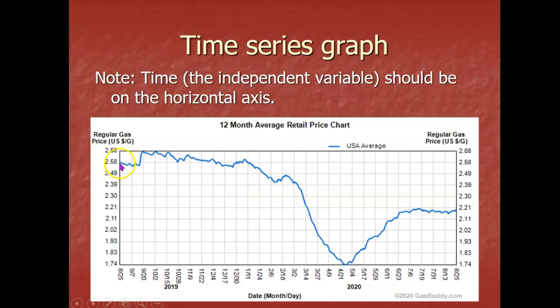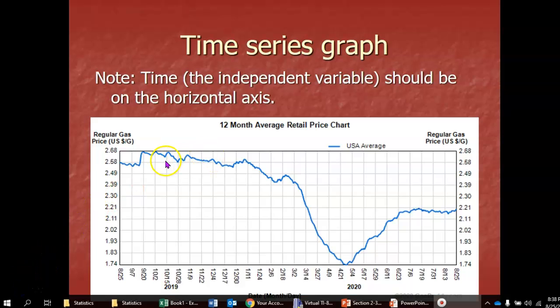You can see it started out at around $2.58 a gallon, went a little above that. It stayed fairly steady for a while. Around the first of the year, it started coming down. It went way down over March and April when the coronavirus pandemic hit. And then it came back up, not all the way, and it stayed fairly level, fairly constant for the last couple of months at right around $2.20 a gallon.